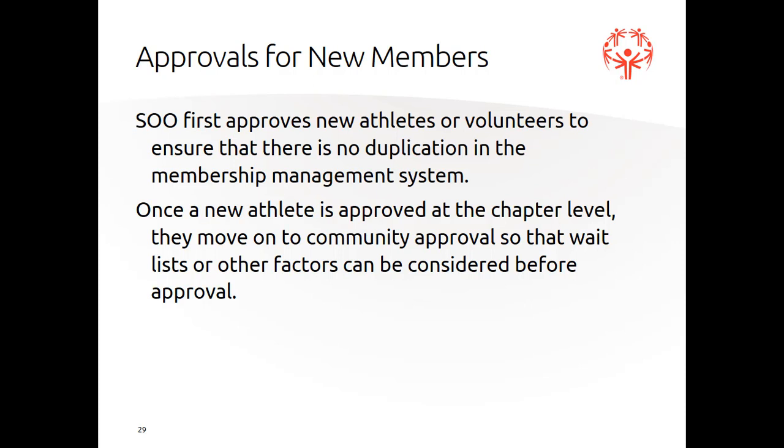When new members apply to be an athlete or volunteer with the organization, Special Olympics Ontario first approves the new athlete or volunteer to ensure that there is no duplication in the membership management system. Once a new athlete is approved at the chapter level, they move on to community approval so that wait lists or other factors can be considered before their application is accepted for approval.